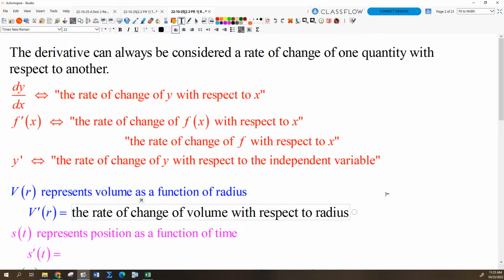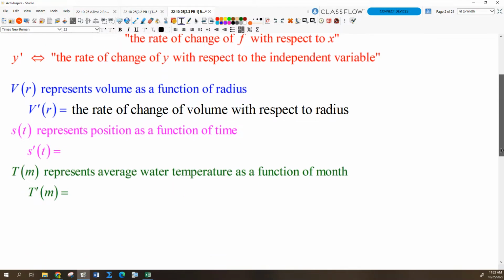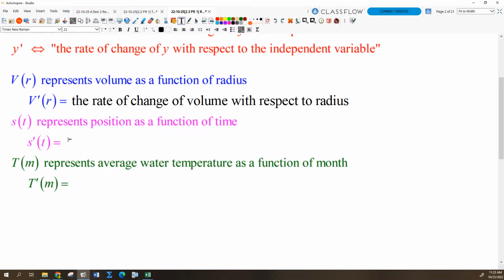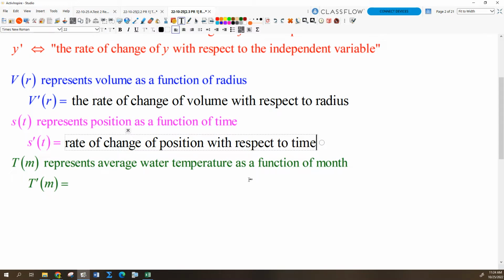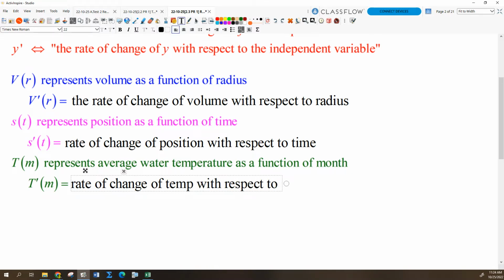Okay, if S of t represents position as a function of time, Tori, how would I write S prime of t as a rate? There you go. Okay, and if T of m represents average water temperature as a function of month, what is T prime of m? With respect to month. Okay, that's it.